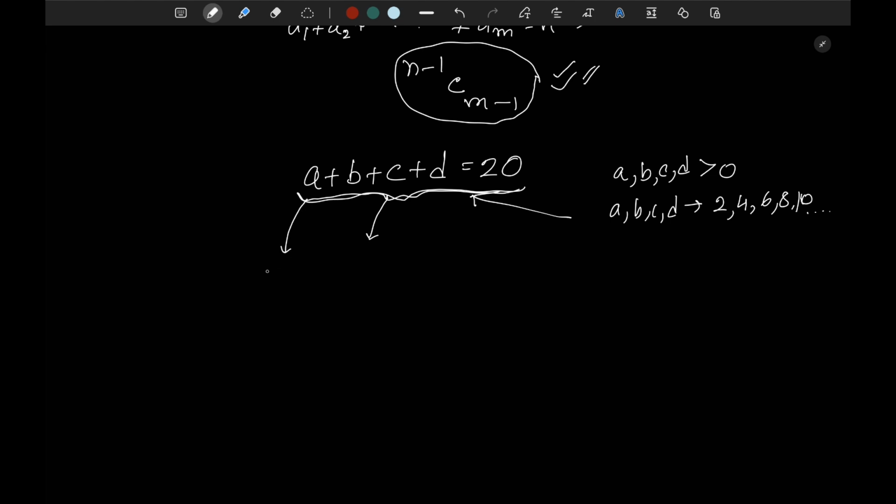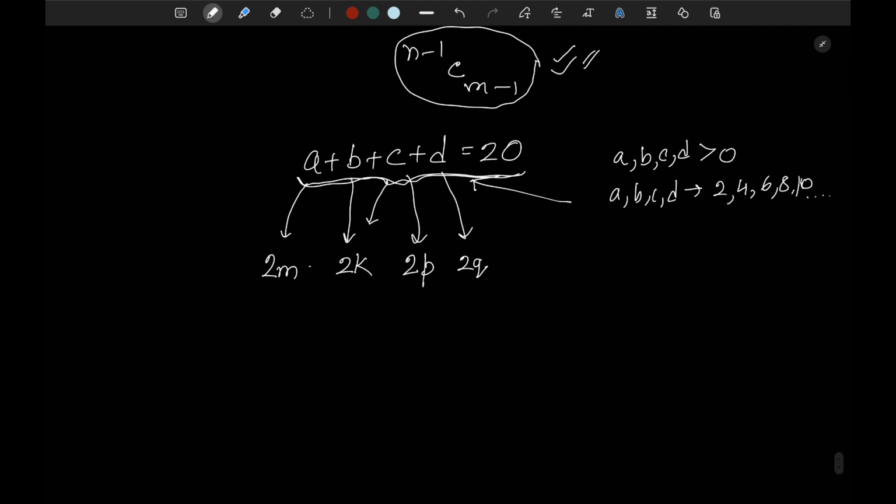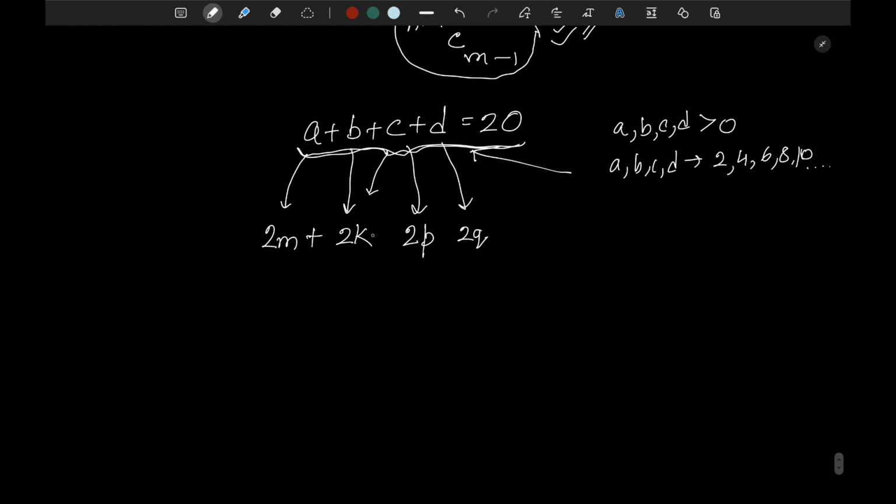Let a equal to 2m, b equal to 2k, c equal to 2p, and this d is your 2q. So our new equation becomes 2m plus 2k plus 2p plus 2q equal to 20. Why have we taken this form 2m? Because whatever value you take for m, k, p or q, this a, b, c, d will always be even, right?